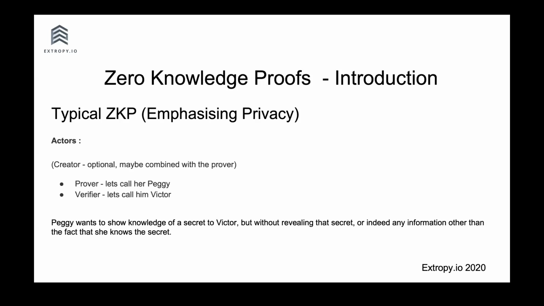What Peggy wants to do is to show that she has knowledge of a secret to Victor, and she wants to present a proof of this to Victor. She wants this proof to be robust enough that Victor will have to accept it. But in presenting this proof of the secret, she doesn't want to give away the secret. In fact, even more than that, she wants to give away no other information than the fact that she knows this secret. So it really is a binary piece of information. Either she knows a secret or she doesn't. That's the only information that Victor should get from the whole process.